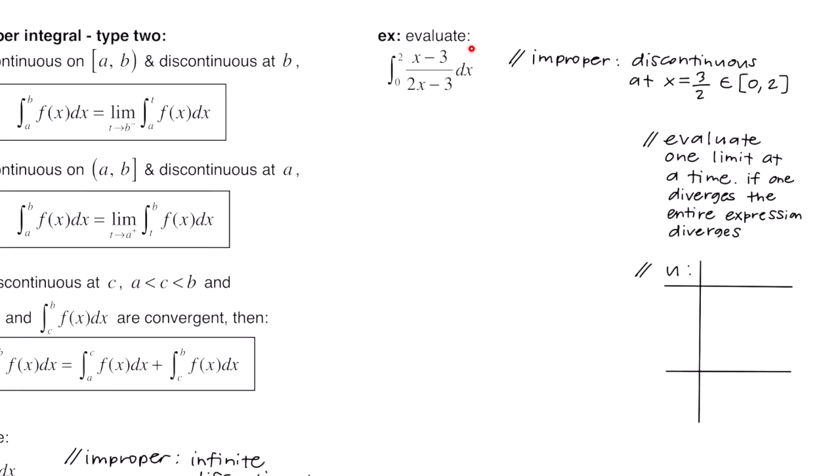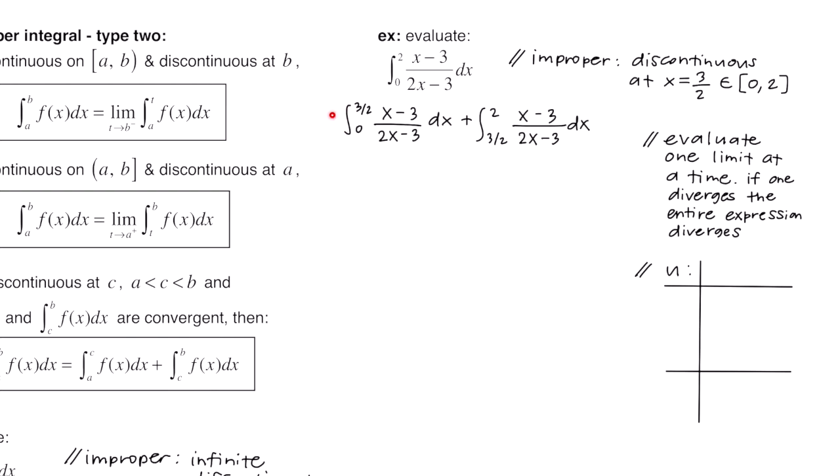For this example, we're going to evaluate the definite integral from 0 to 2, and we have this rational function. This is an improper integral because if you look at the denominator and you set it equal to 0, you get 3/2. And 3/2 or 1.5 is in the closed interval from 0 to 2. So since this is discontinuous at a value in between 0 and 2, we're going to break this integral up. So when breaking it up, we take the integral from 0 to 3/2 of the rational function plus the integral from 3/2 to 2 of the rational function.